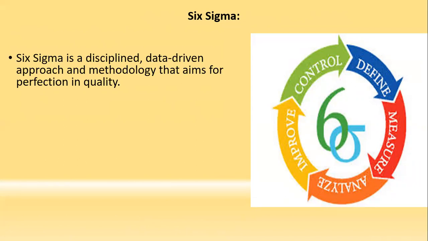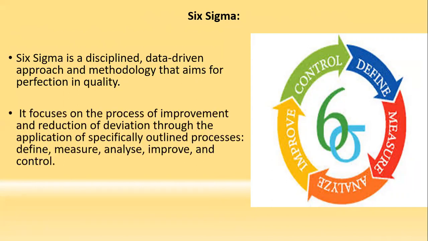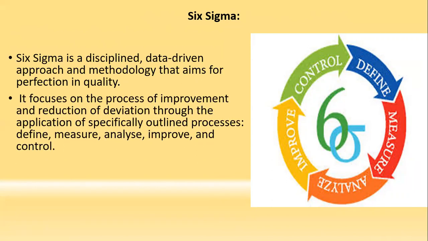So there are many things actually. When we talk about quality, there are many things which combine, right? TQM, CQI, Six Sigma. We also talk about many things now as we proceed further. Six Sigma is a disciplined data-driven approach and methodology that aims for perfection in quality. It focuses on the process of improvement and reduction of deviation through the application of specifically outlined processes. Right? So there must not be any deviation, reduction in deviation through specifically outlined processes.